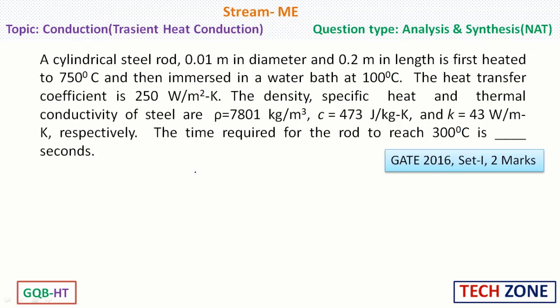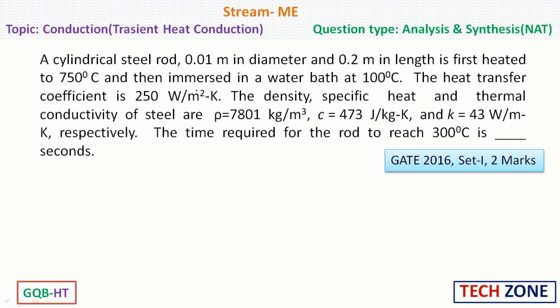Here is the question. A cylindrical steel rod 0.01 meter in diameter and 0.2 meter in length is first heated to 750 degrees centigrade and then immersed in a water bath at 100 degrees centigrade. The heat transfer coefficient is 250 watt per meter square Kelvin.